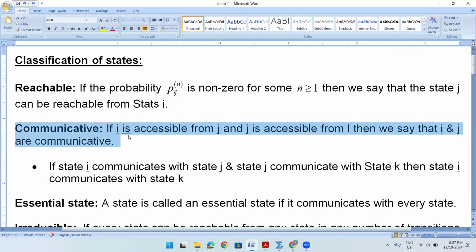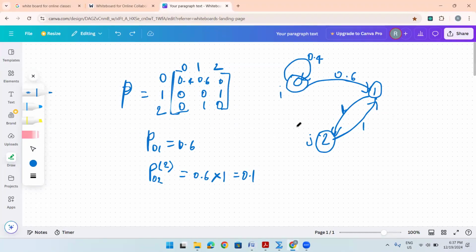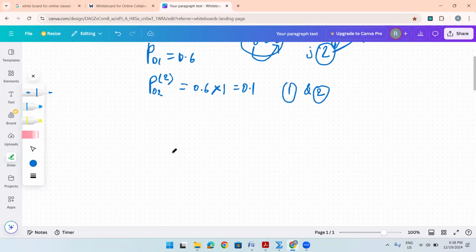The second type of state is communicative. What is communicative? If both are reachable, that is 0 to 2 is reachable and 2 to 0 is reachable, then they are communicative. But in this case 0 and 2 are not communicative because we can reach 0 to 2 but not from 2 to 0. So they are not communicative. But 1 and 2 are communicative, because from 1 we can move to 2 and from 2 we can move to 1.